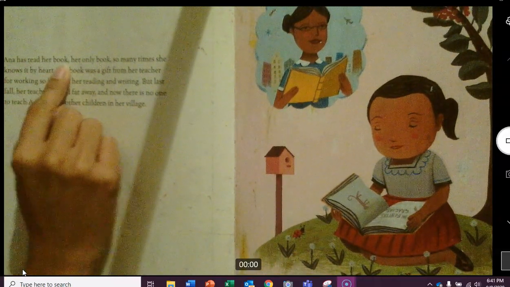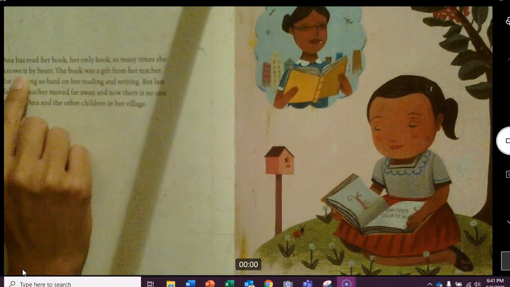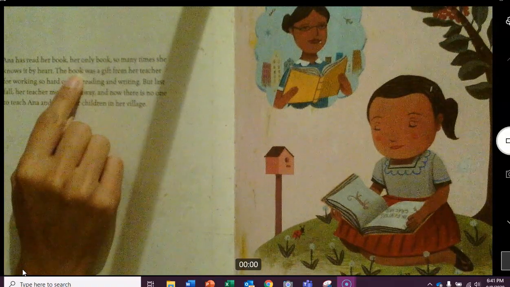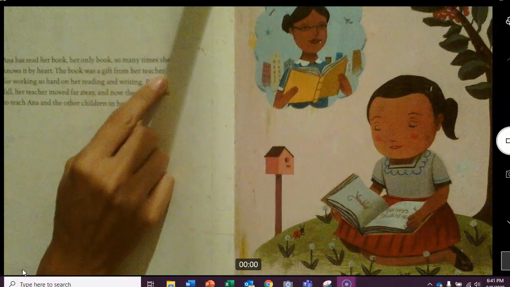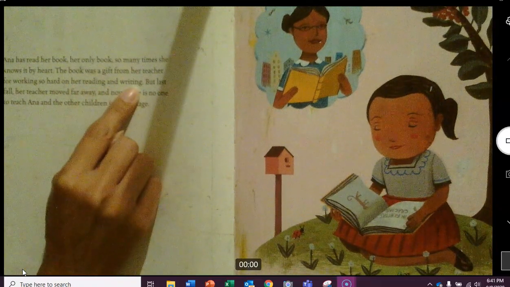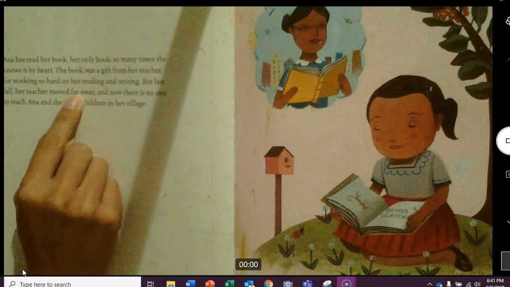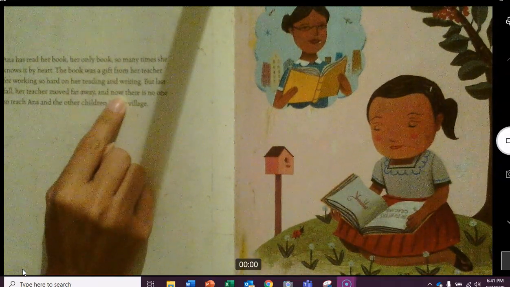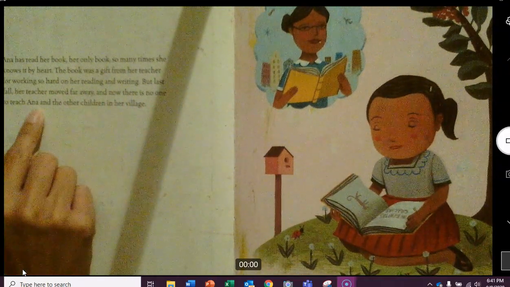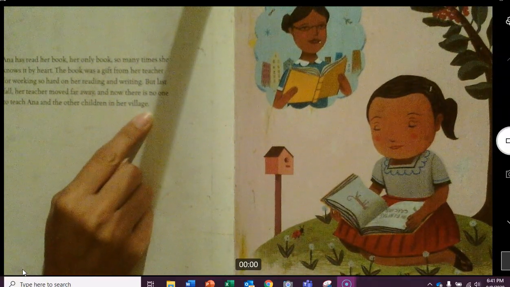Anna has read her book, her only book, so many times she knows it by heart. The book was a gift from her teacher for working so hard on her reading and writing. But last fall, her teacher moved far away, and now there is no one to teach Anna and the other children in her village.